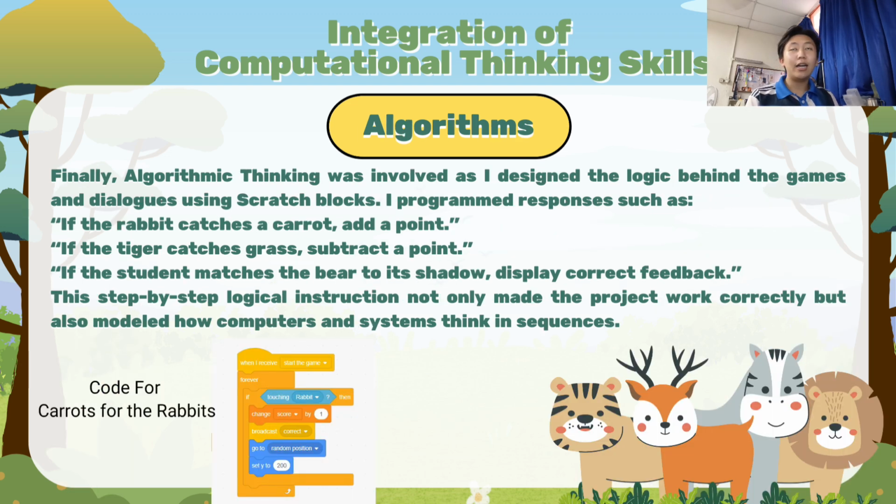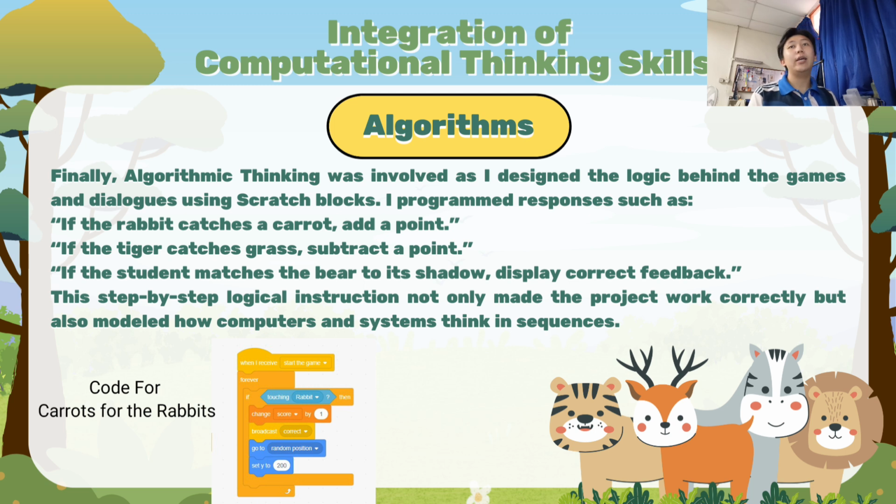Finally, I used algorithms. Algorithmic thinking was involved as I designed the logic behind the game and in the blocks. I programmed responses such as: if the rabbit catches a carrot, a vegetable, then add a point, because the rabbit is a herbivorous animal.